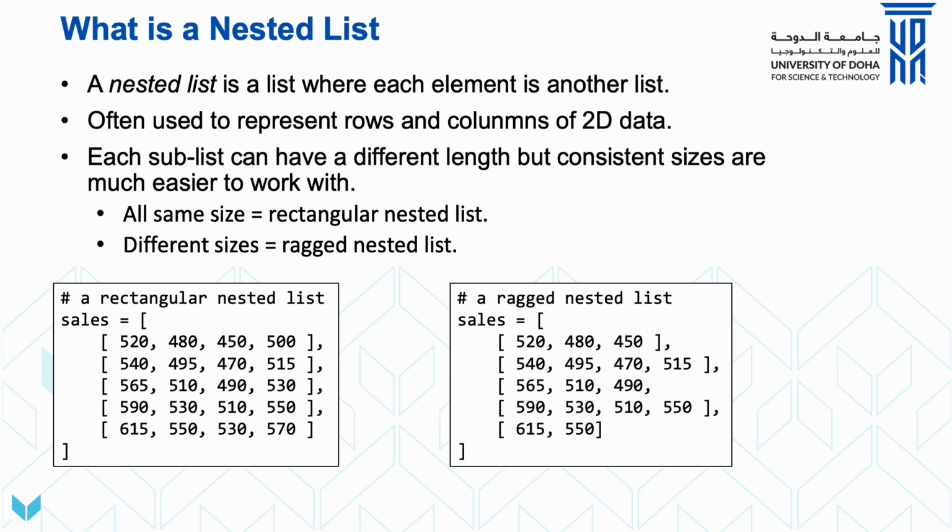All right, so a nested list, on the other hand, is basically a list where every element is yet another list. And we use this all the time to represent rows and columns of two-dimensional data. Could you have a list inside a list inside a list? And the answer is yes, you can actually do this. That would be three-dimensional data. And if you had a list inside a list inside a list inside a list, that would be four-dimensional data, but it's a little tricky to draw. And yes, you can actually continue on.